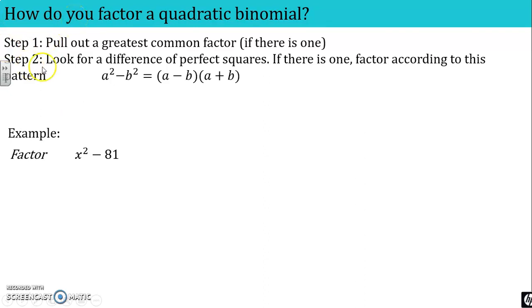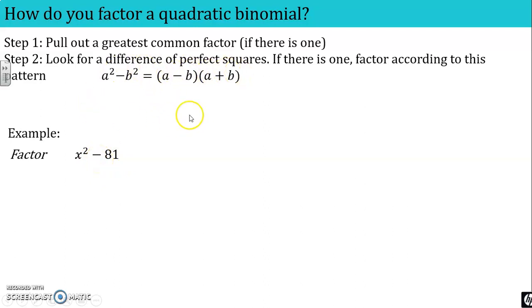Let's look at step two. Look for a difference of perfect squares. So you have to ask yourself, are both of these terms perfect squares? And they absolutely are, right? X squared is x times x, and 81 is 9 times 9. So they are both perfect squares, and more specifically, because they're being subtracted, they are a difference of perfect squares.